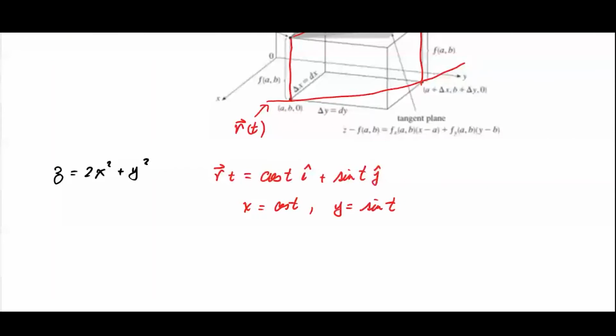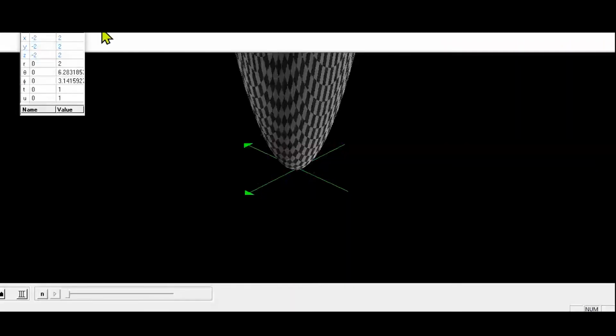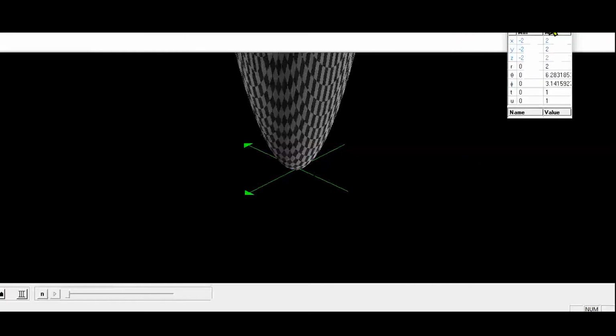Okay, now there's a parenthesis here. Let's see what that looks like before we take a derivative, dz dt. So what that looks like is, I'm going to introduce a vector function here now.